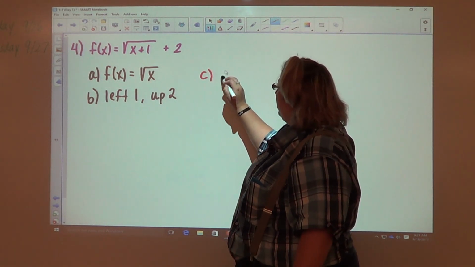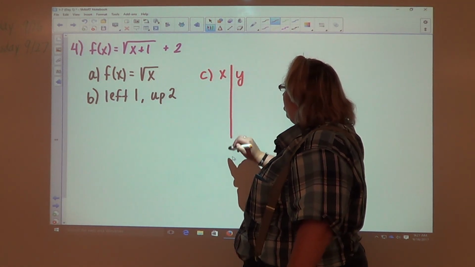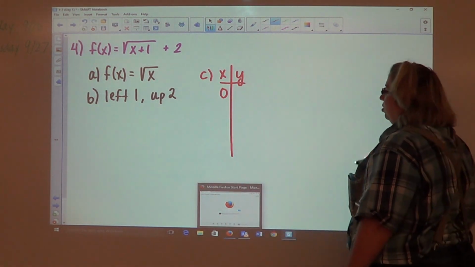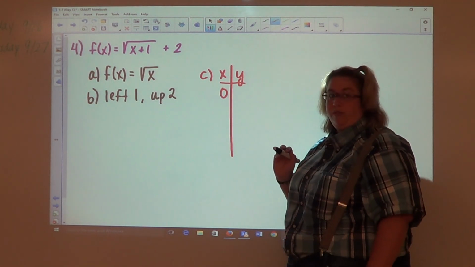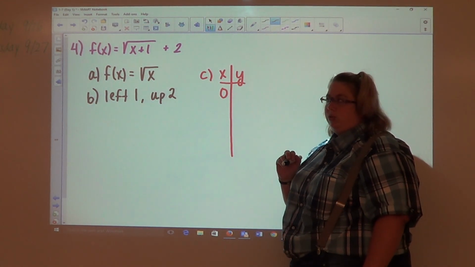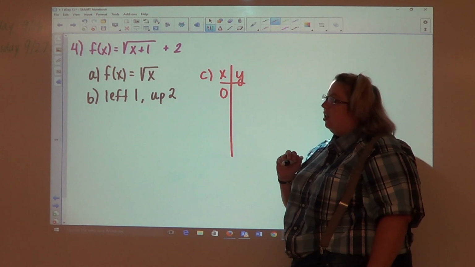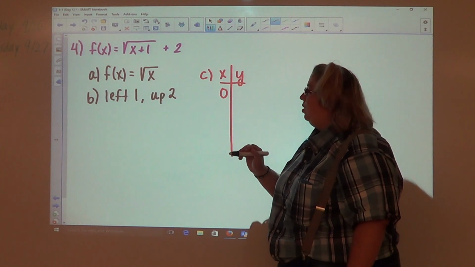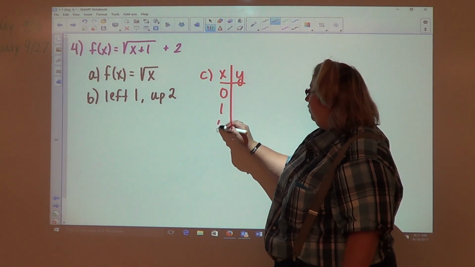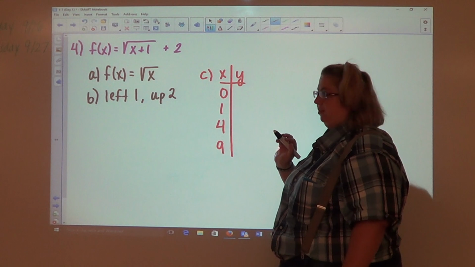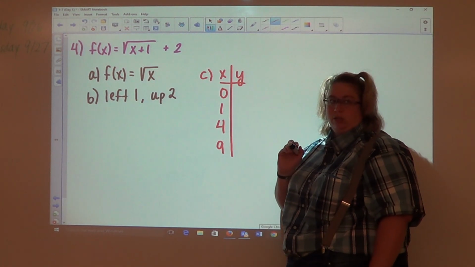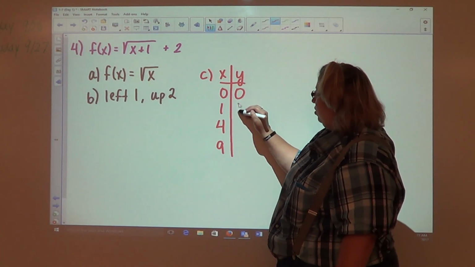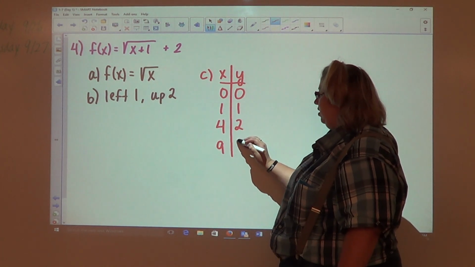So when you're doing part C, before you graph it, you're making your t-chart, you start at 0 on these. Now, not all square roots are perfect. If you want to use decimals, you can. But if you want to plug in perfect numbers, then I would use 0, 1, 4, and 9. Those will give you your perfect numbers. Because what's the square root of 0? What's the square root of 1? Square root of 4? Square root of 9?